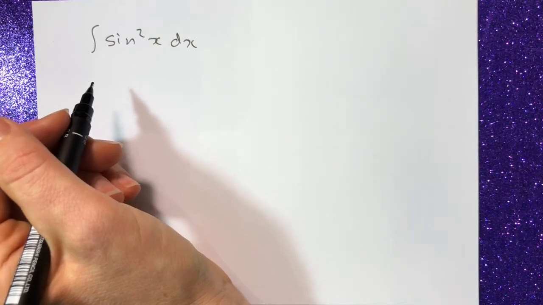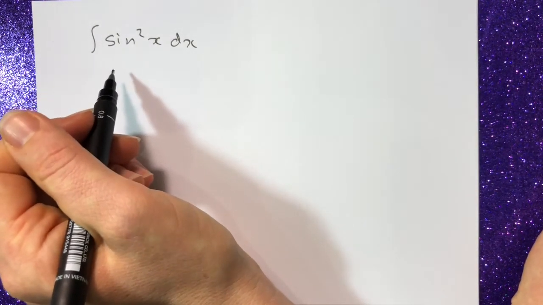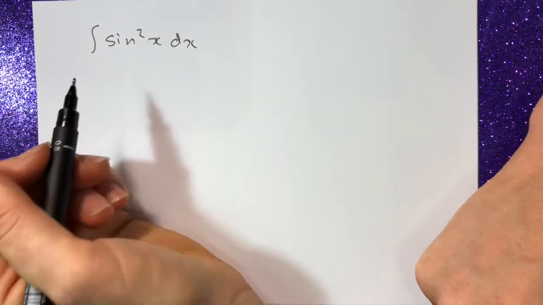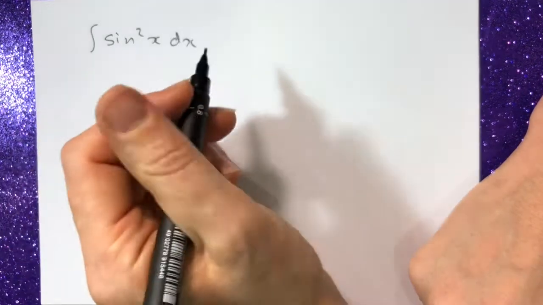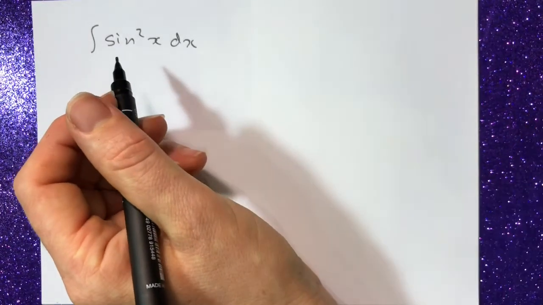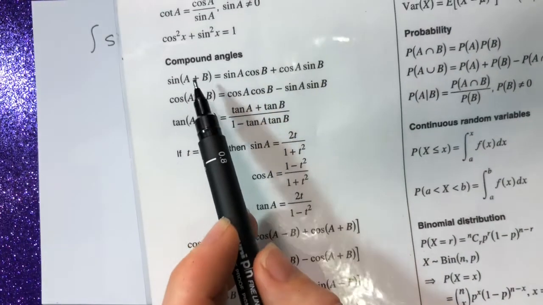Now, this one won't work with that method because if I tried to go sine x times sine x, I can't turn one of them back into cos. So this is where we start looking at our double angle rules as a way of rearranging things to make it easier to integrate. Now, from your formula sheet, you don't actually have the double angle rules, but you have the sums.